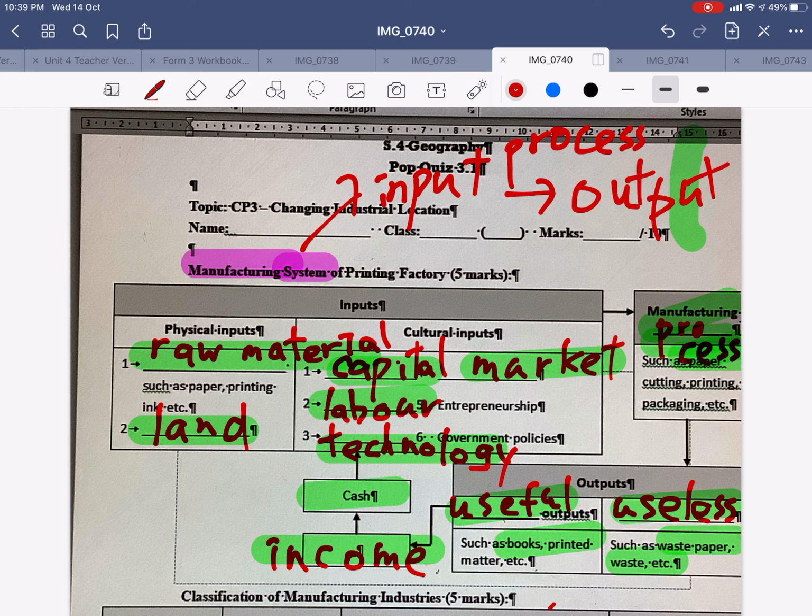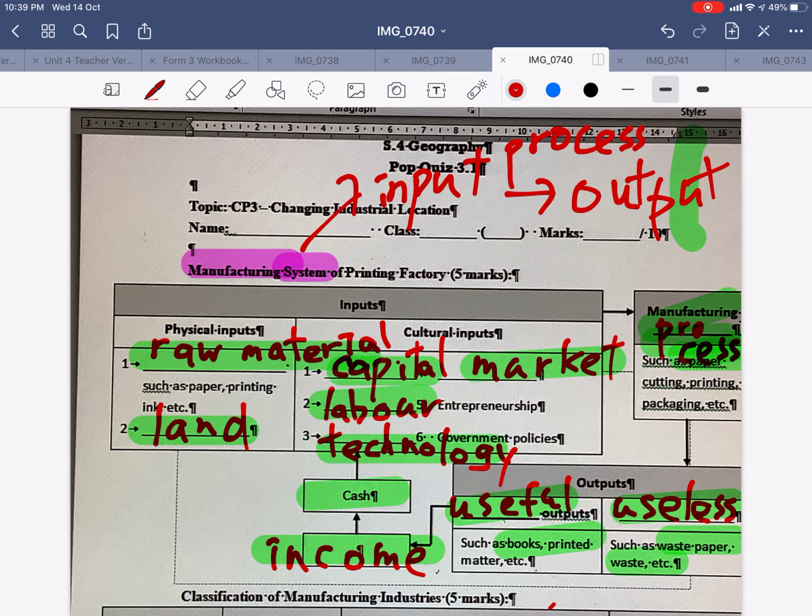Now, for the manufacturing system of the factories, there should be some input and also output, but input will not just change to output by themselves. We have to do something. Okay, so that's something we need to do. We will call it process.